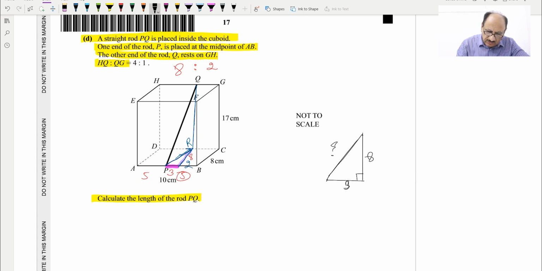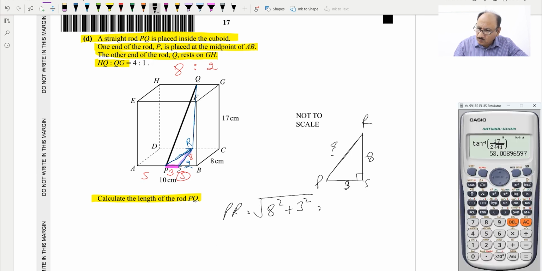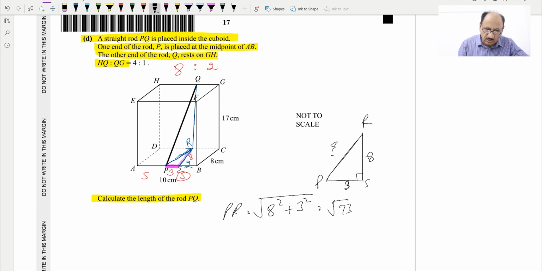This is P, this one is R, and this one we have not labeled, we can say S. So PR is required, so PR will be equal to the square root of 8 square plus 3 square, which is equal to the square root of 73.